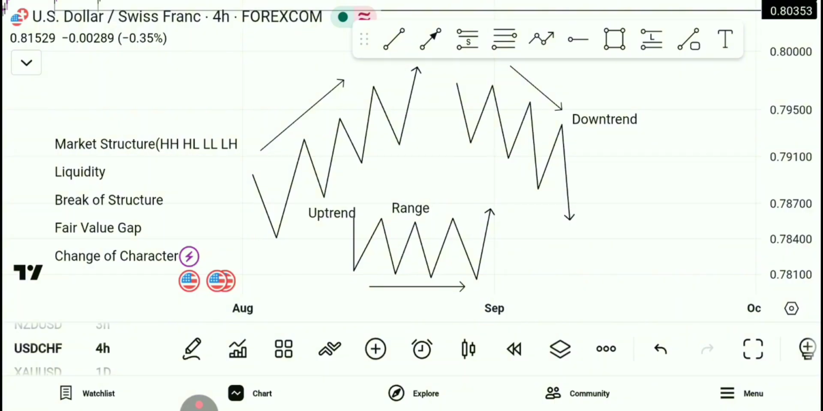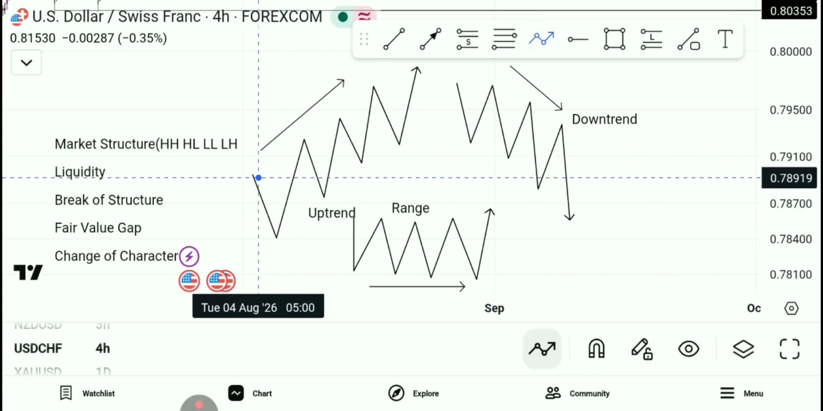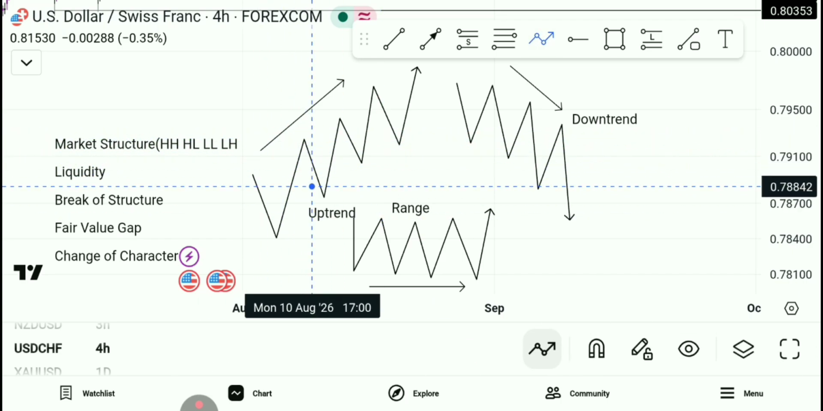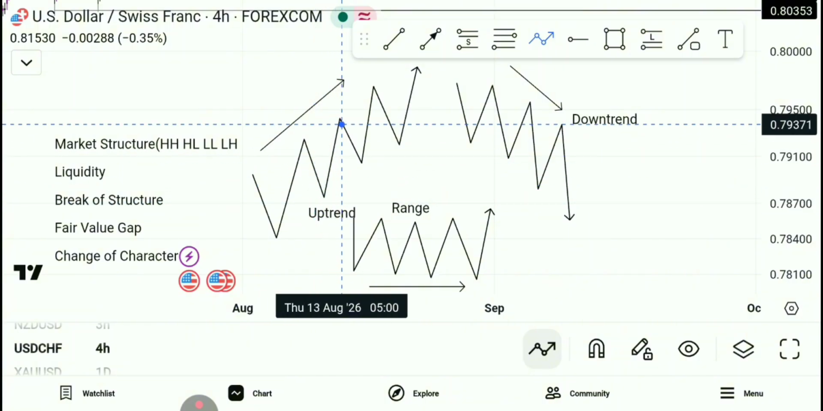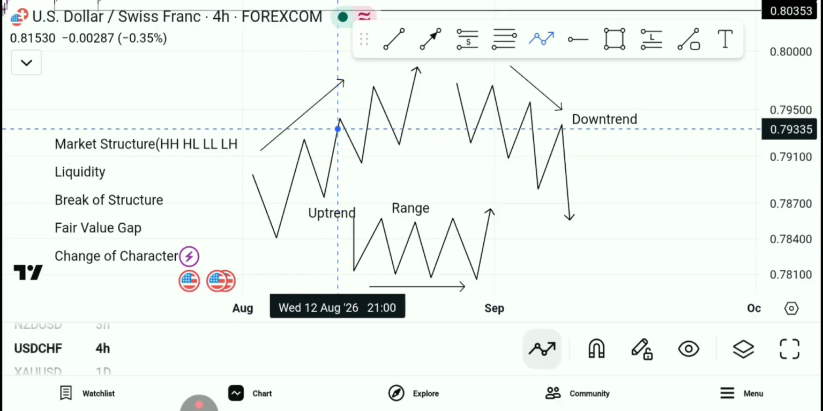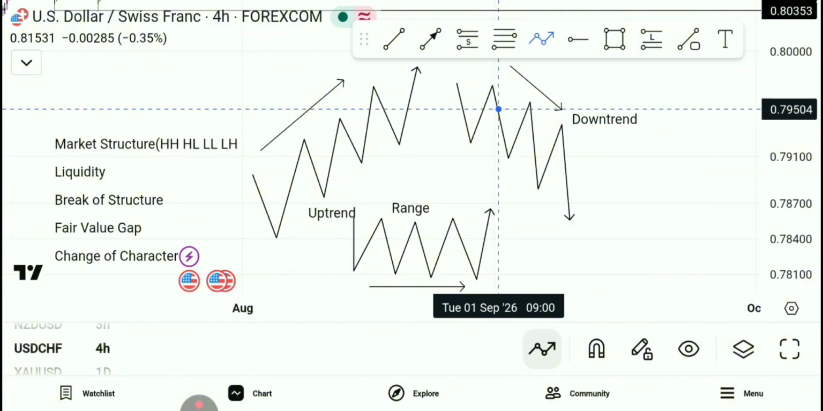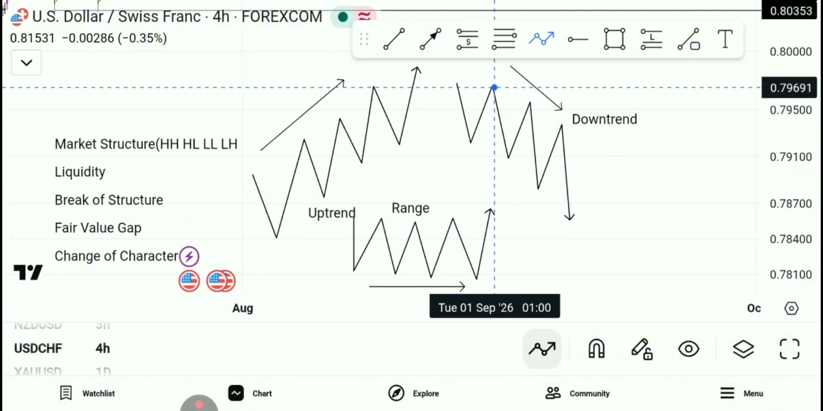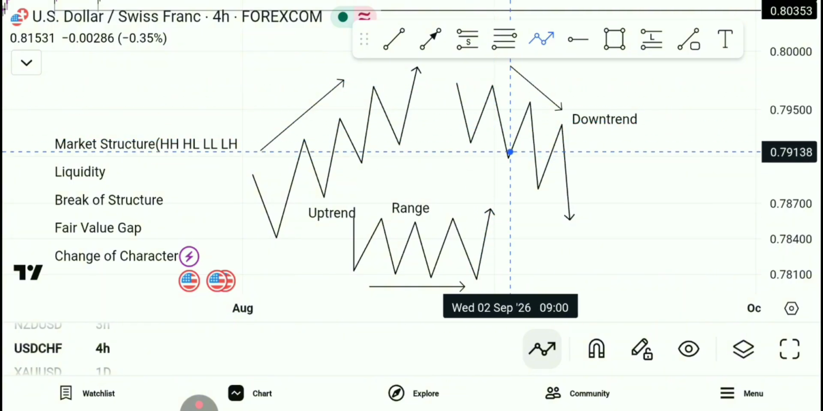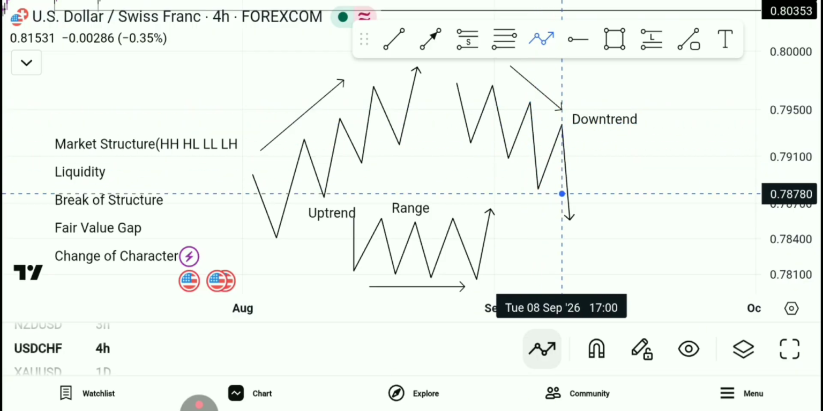In the uptrend market structure, the market creates a higher high. This is a higher high here, and this is a higher low, higher high, higher low. This is the uptrend market structure. It will always create higher highs and higher lows. While in a downtrend market structure, it creates lower high, lower low, lower high, lower low, lower high, lower low.